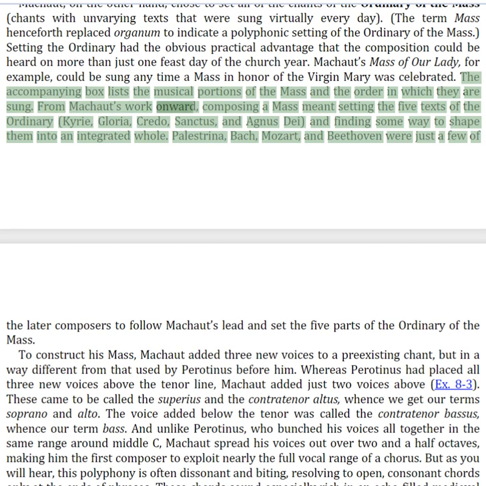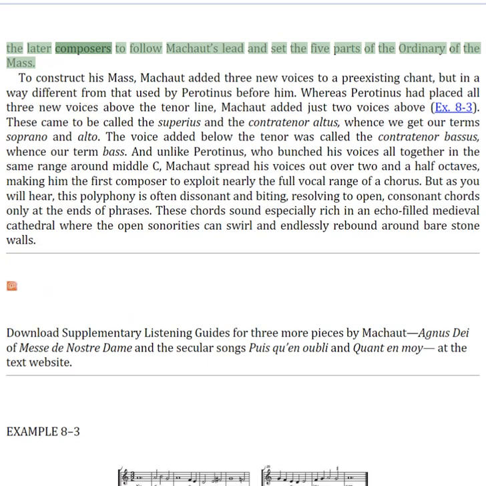From Machaut's work onward, composing a Mass meant setting the five texts of the ordinary and finding some way to shape them into an integrated whole. Palestrina, Bach, Mozart, and Beethoven were just a few of the later composers to follow Machaut's lead and set the five parts of the ordinary of the Mass.